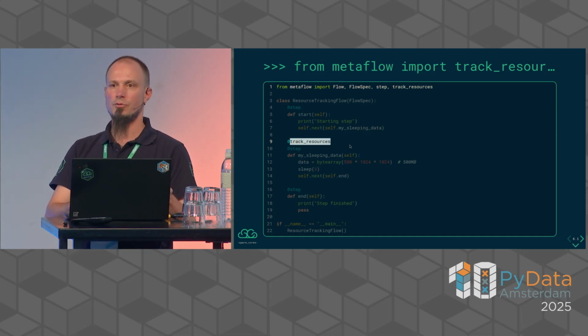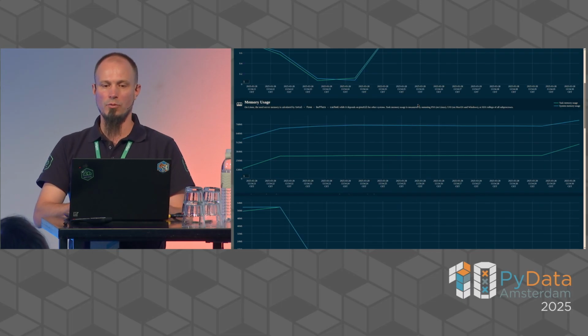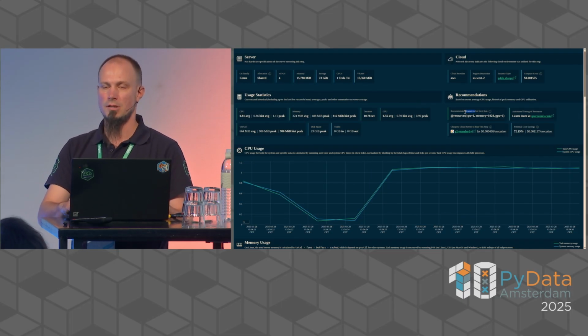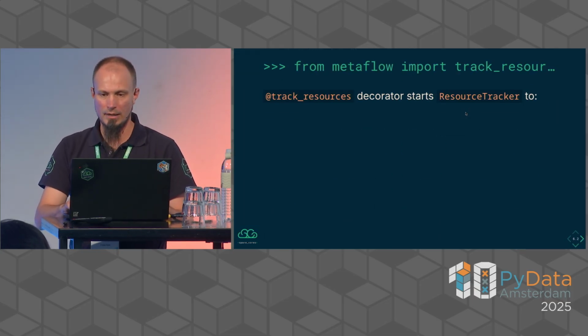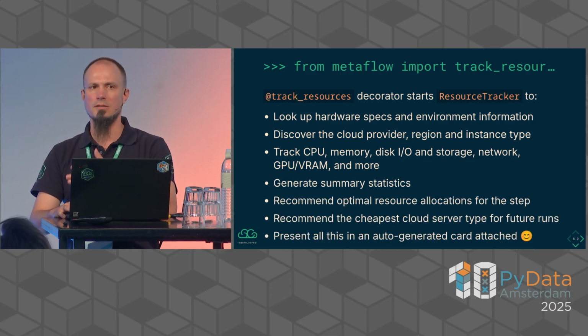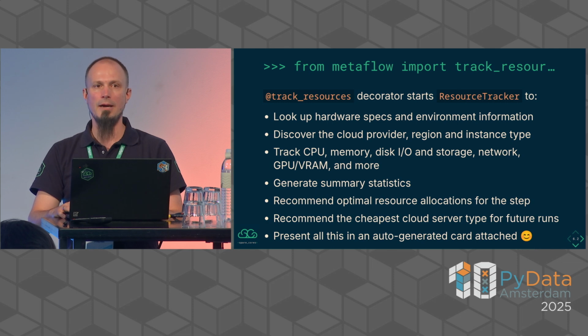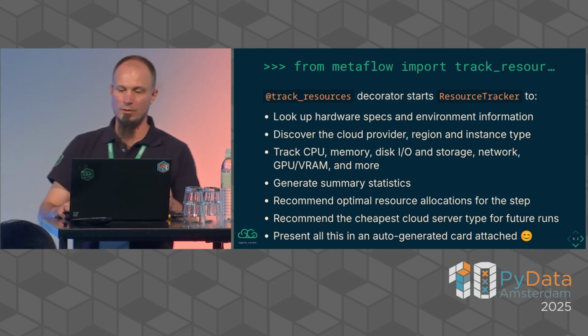You add that decorator to any step, and then you will get these HTML reports generated for you with recommendations without any further tuning. So this is something I wanted to quickly demo. In the background, what's happening is that it's starting a resource tracker, and at the end of the step, either it failed or finished successfully, we'll call the render part.